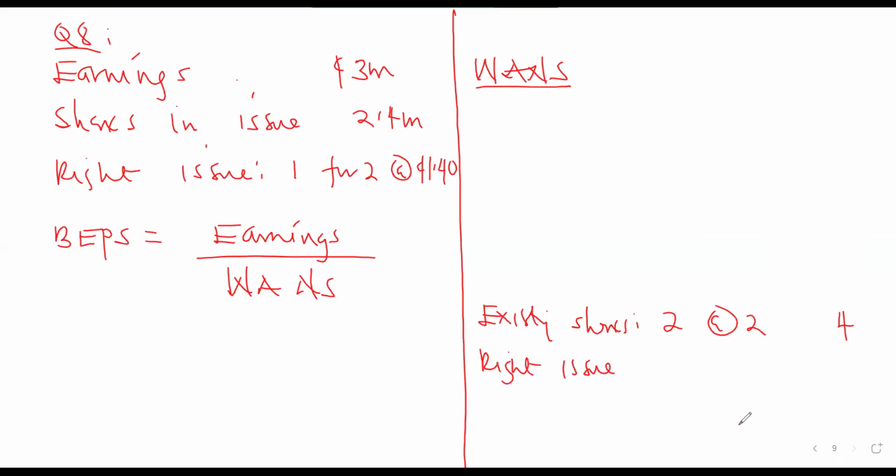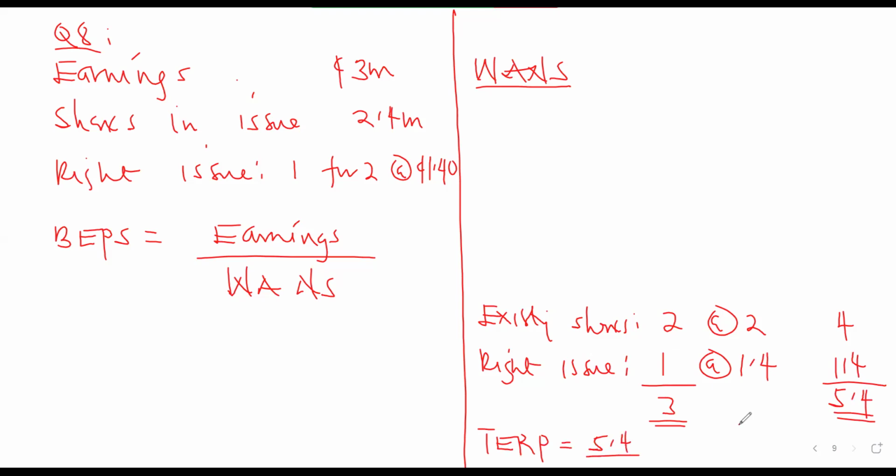So let's count the rights issue. We are going to be having a right, which is equal to 1.4, isn't it? So this will give us 1.4. So this will be 5.4, and this will be 3. Our theoretical ex-rights price is 1.8, that is 5.4 divided by 3. Okay, 1.8. It means that our share price is now 1.8.